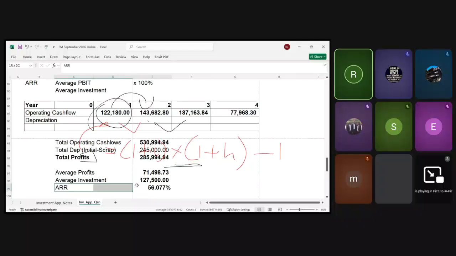So this is how we were supposed to earn the 5 marks. Quite easy, quite straightforward. Any question on this ARR thing?